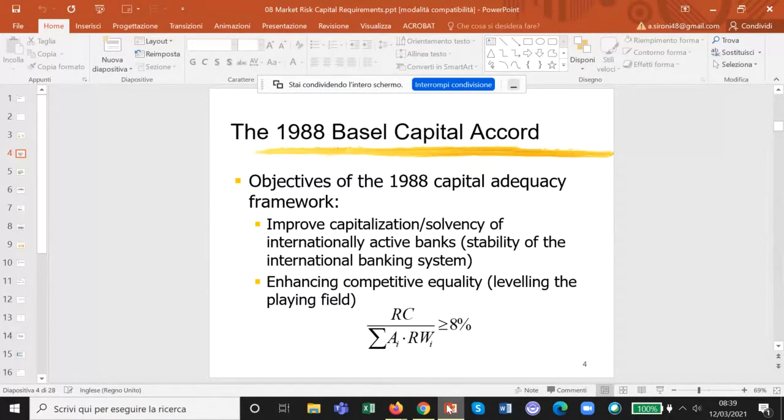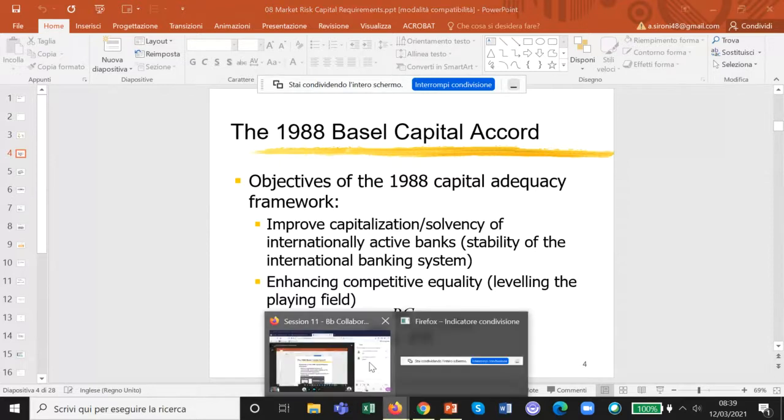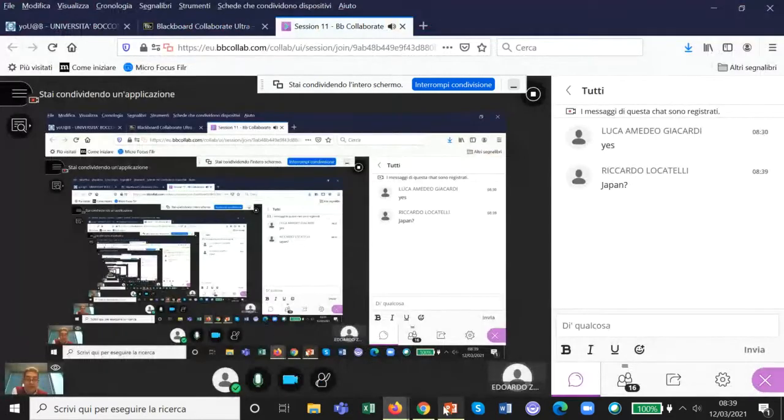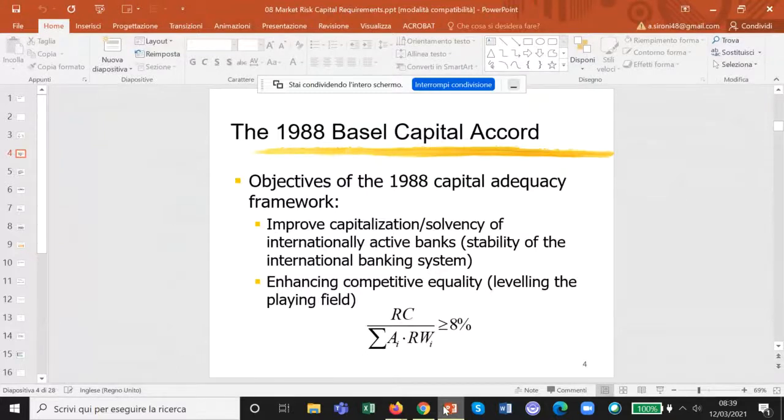Anyone knows? Anyone wants to guess what country was becoming more and more powerful at that time at the international level in banking? Let's see what's the guess. Yes, that's correct. It was Japan, indeed.